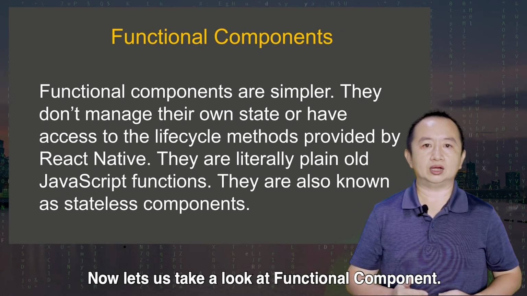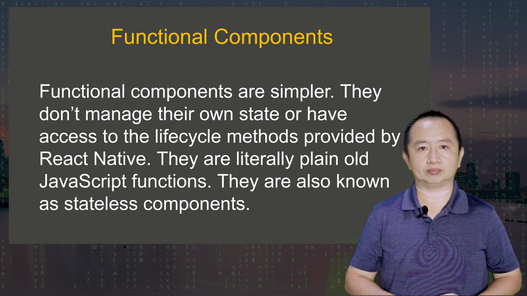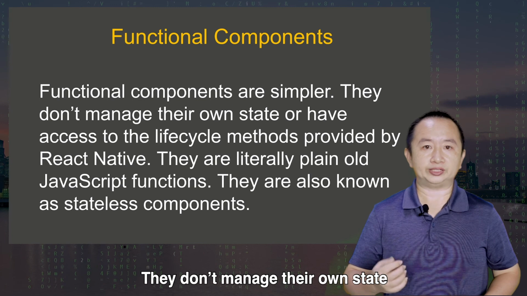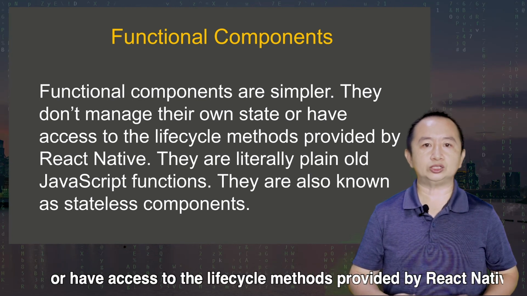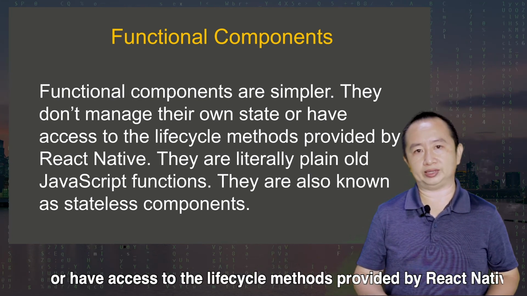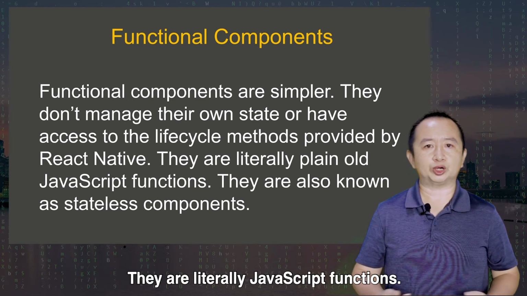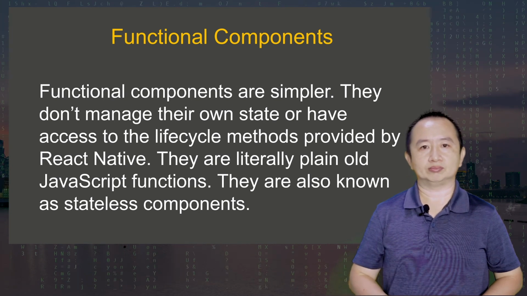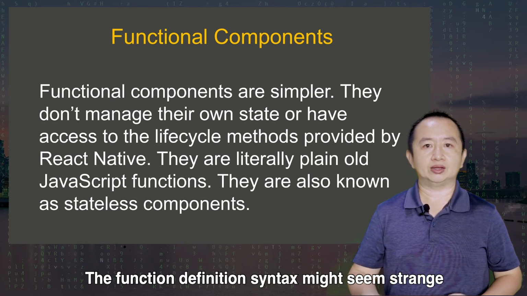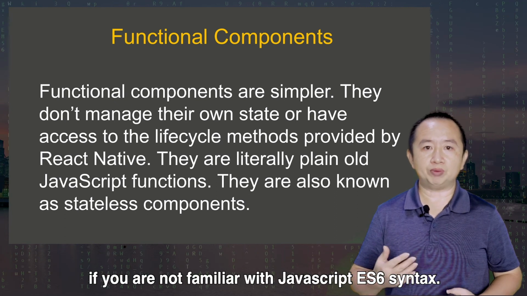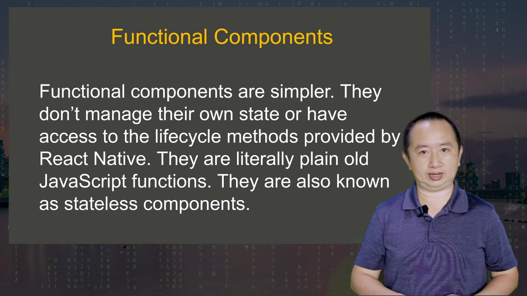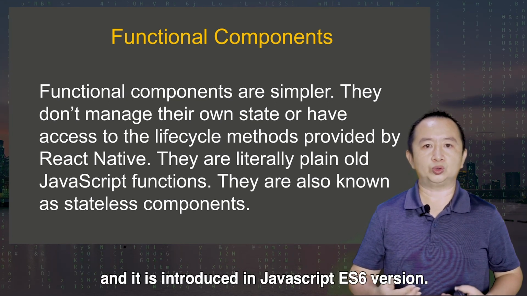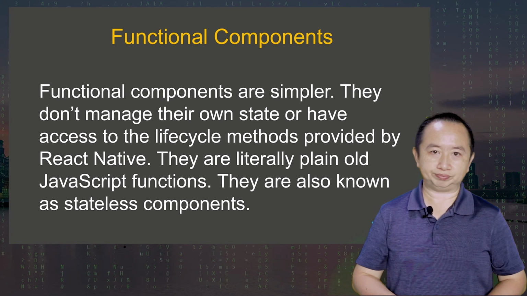Now, let us take a look at functional components. Functional components are simpler. They don't manage their own state or have access to lifecycle methods provided by React Native. They are literally JavaScript functions. They are also known as stateless components. The function definition syntax might seem strange if you are not familiar with the JavaScript ES6 syntax. It is called an arrow function and was introduced in JavaScript ES6.